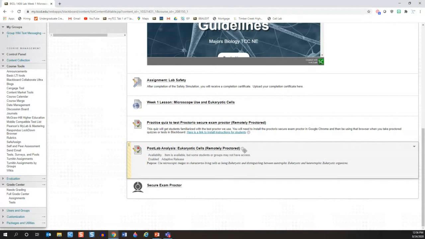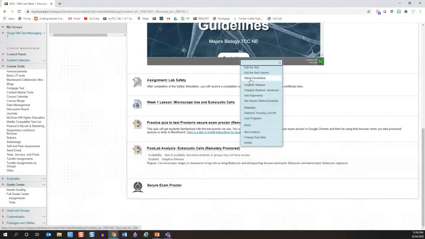Oh, that's weird. It says the item is available, but some students or groups may not have access. All right, I'll figure out why some students and groups don't have access, and I'll make sure you get it. Keep in touch with me if you can't see it.